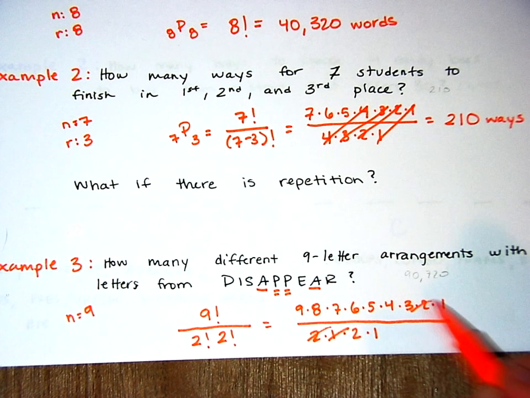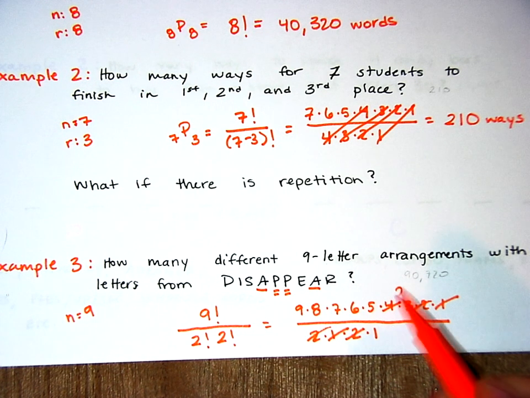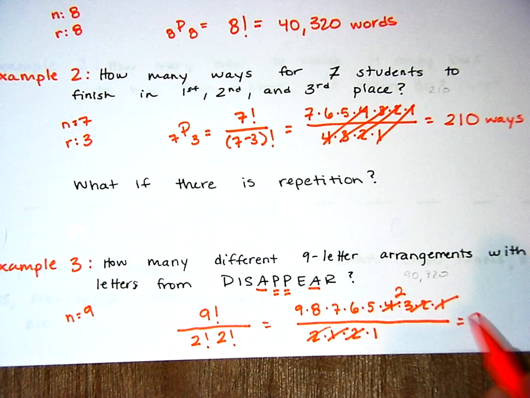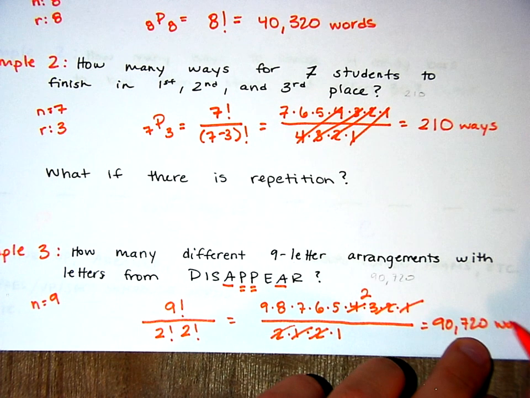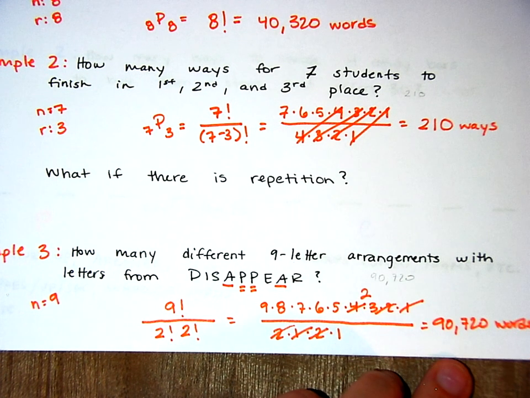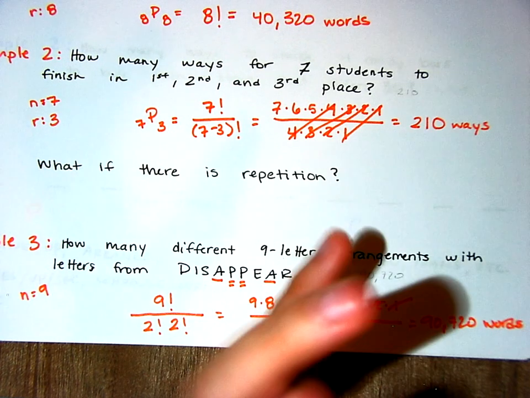So we can cancel these. And then if you want, you can cancel this and turn it to a 2. So if I do all this multiplication, I get 90,720. And that's how many words we can make, or arrangements with those 9 letters, with the repetition. Okay, so that's permutations for us.